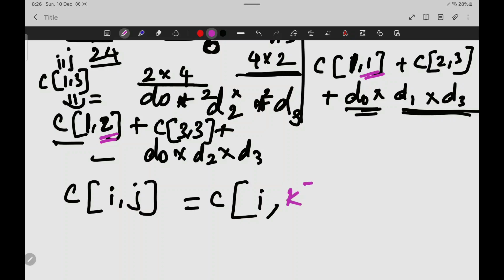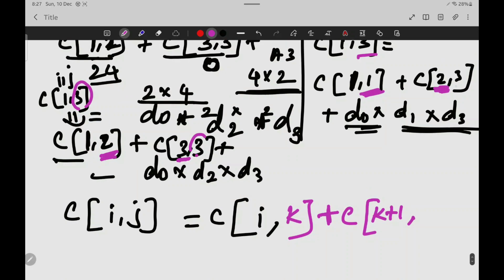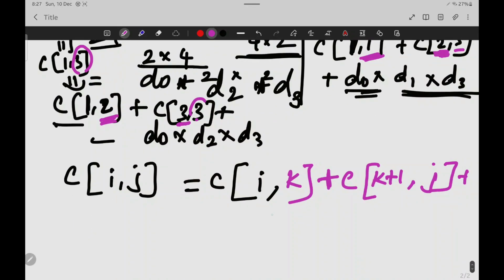So we need to go with a different variable, plus C of. Here we have 3, here we have 2, which means this k can be incremented. If it is 2, it is 3. If it is 1, it is 2. So we can write it in general as k plus 1. This 3 is nothing but this j. So C of k plus 1, j.